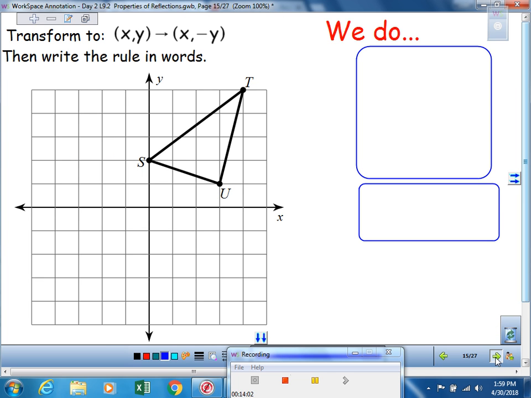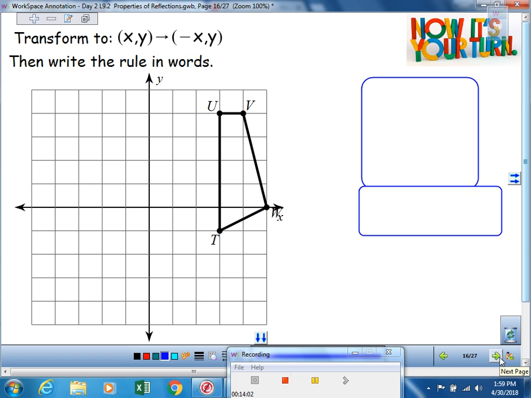All right. In this one, now what are they giving us? They're giving us the algebraic. So write the algebraic. You need to write the rule in words. And where is this? On the second page.